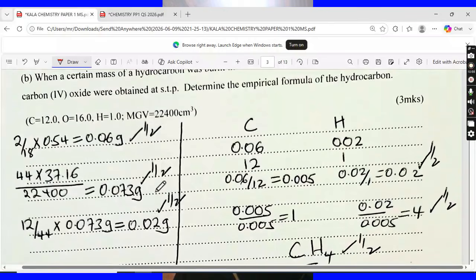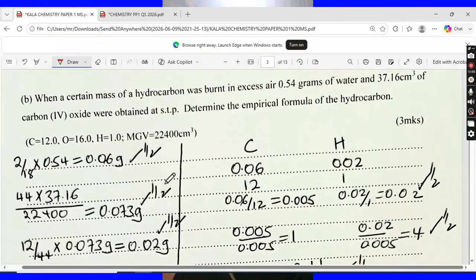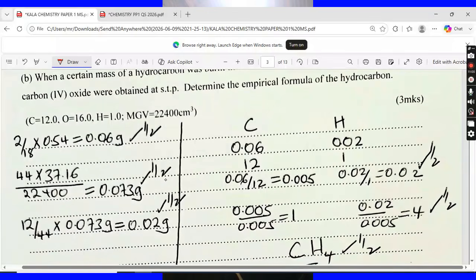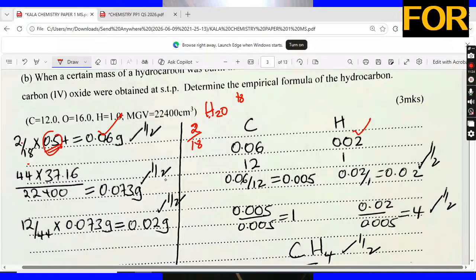So let me explain what has happened here. The total mass for water was 0.54, but in water what I need is hydrogen. So hydrogen out of water: the total is 2 plus 16, which is 18. The RFM is 18. Therefore, I need hydrogen, and that is 2 over 18. That's where we have 2 over 18 of the mass, and that gives me the mass for hydrogen.